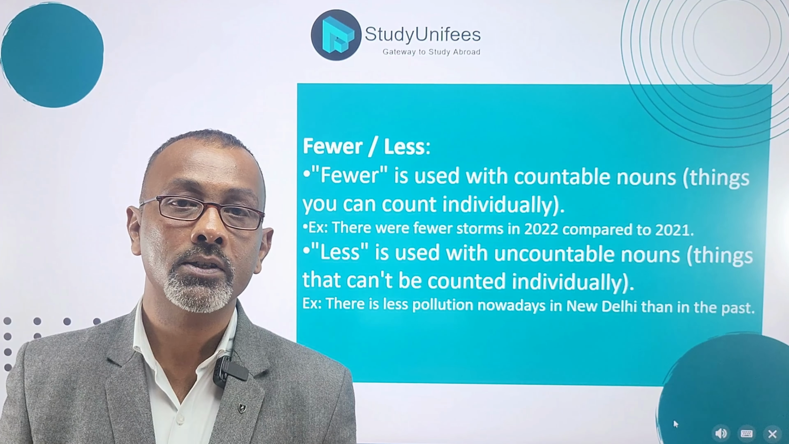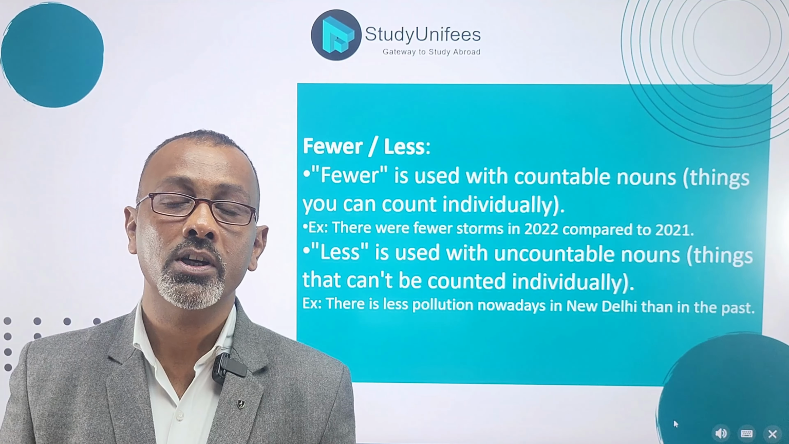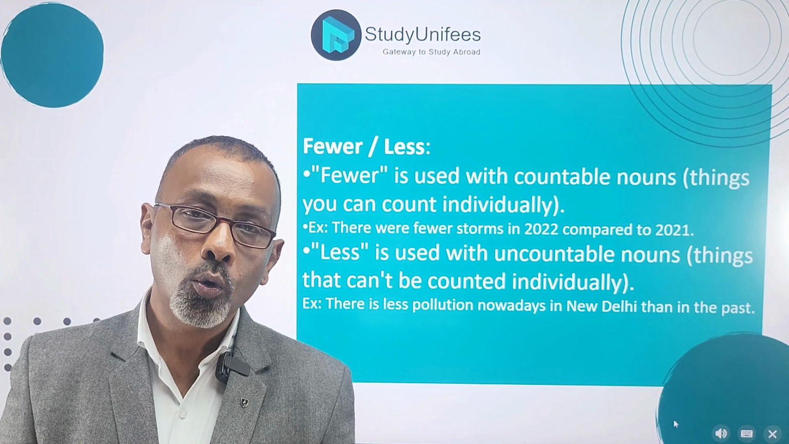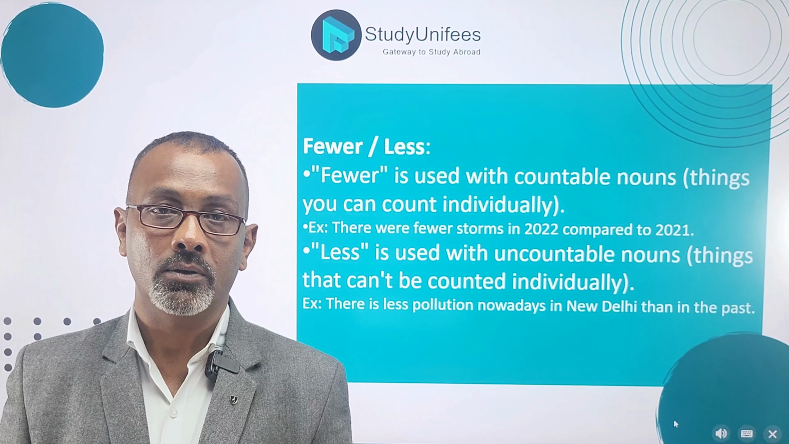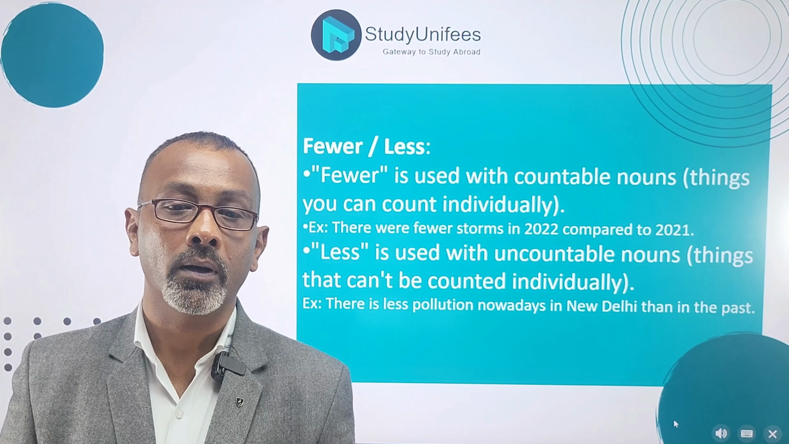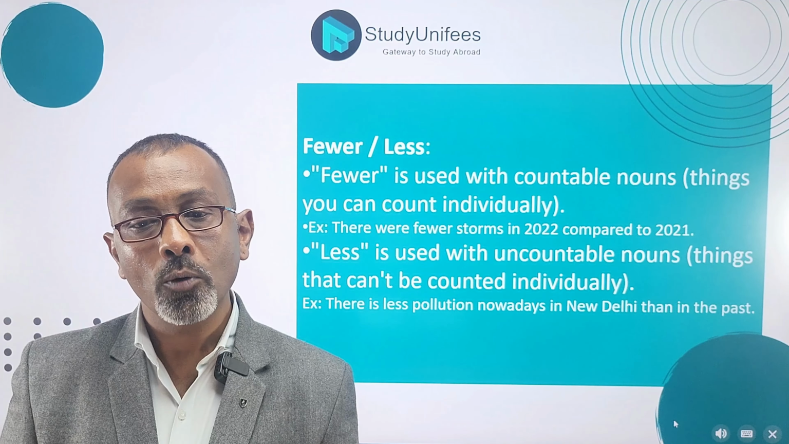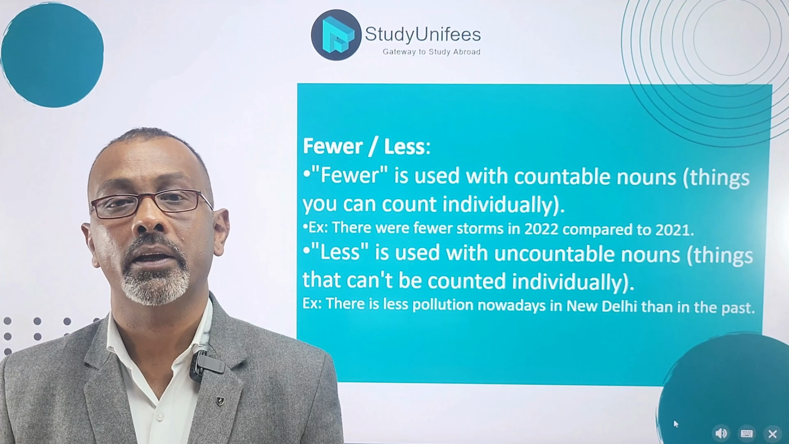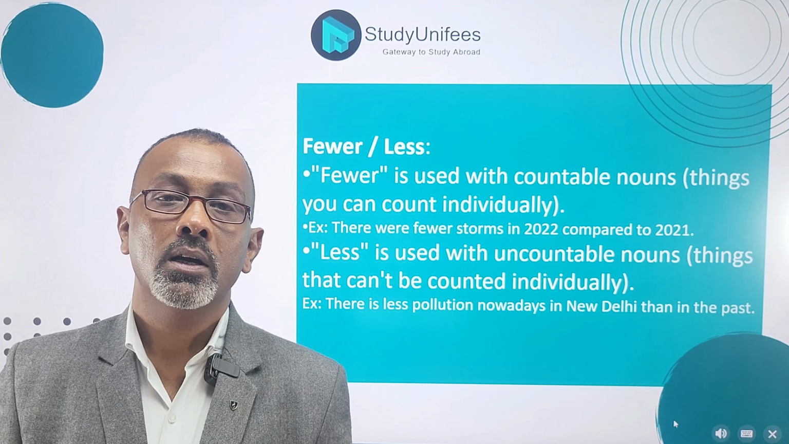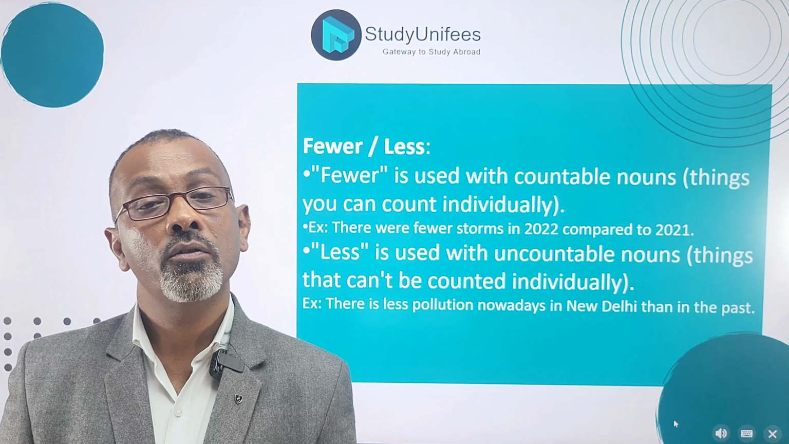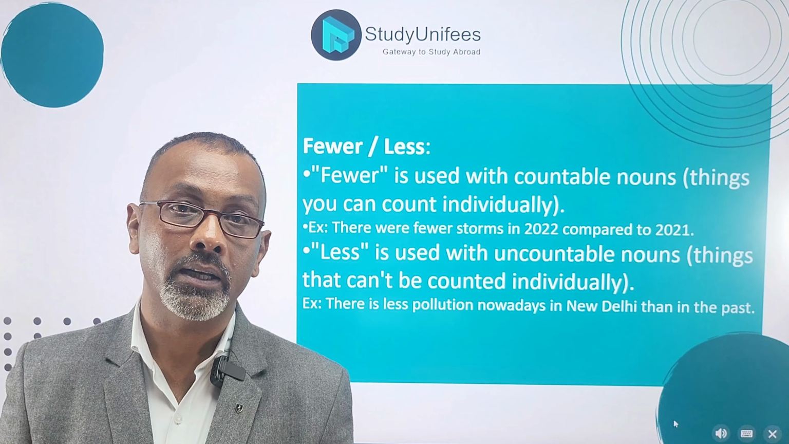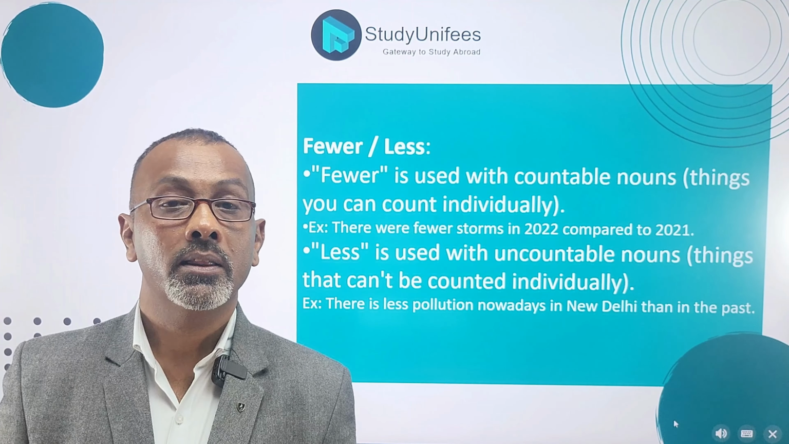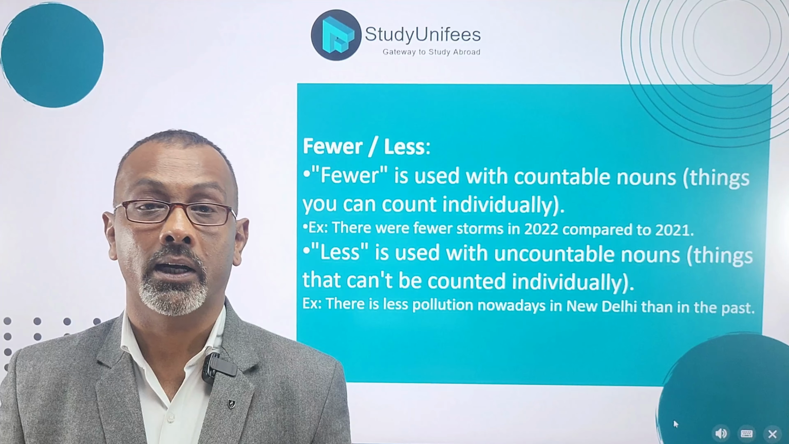Another pair of words that is commonly misused is fewer and less. Fewer can only be used with countable nouns. See the example. There were fewer storms in 2022 compared to 2023. Storms is countable and thus fewer has been used correctly. If you were to say there were less storms, that would be using less incorrectly.